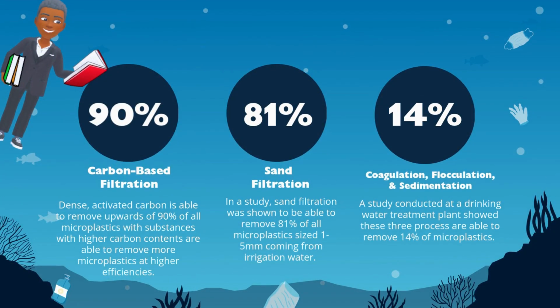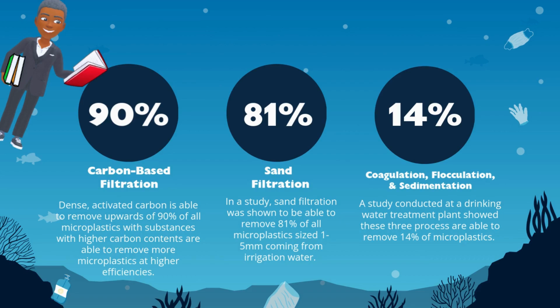So here we have the removal efficiencies of the previous treatment technologies that we discussed. It's important to consider that these values vary depending on the studies you look at and the sizes of microplastics used, because obviously a larger microplastic size would yield a higher removal efficiency. So for carbon-based filtration, it's generally 90%, 81% for sand filtration, and 14% for CFS.